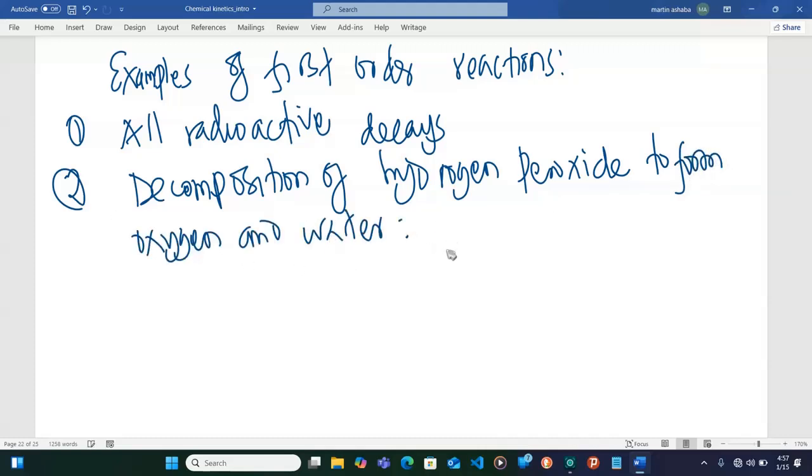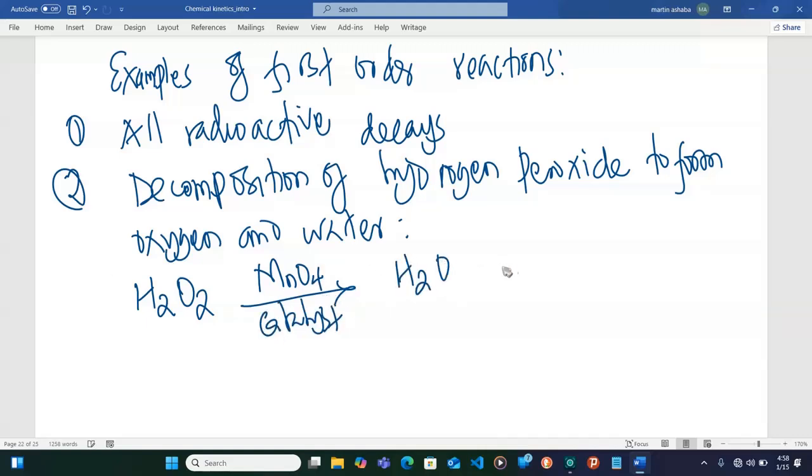This reaction takes place in the presence of a catalyst that we call manganese(IV) oxide. So the reaction proceeds as follows. You have manganese(IV) oxide, which is a catalyst, and you're forming water and oxygen gas. To balance, we put a 2 here and a 2 here.